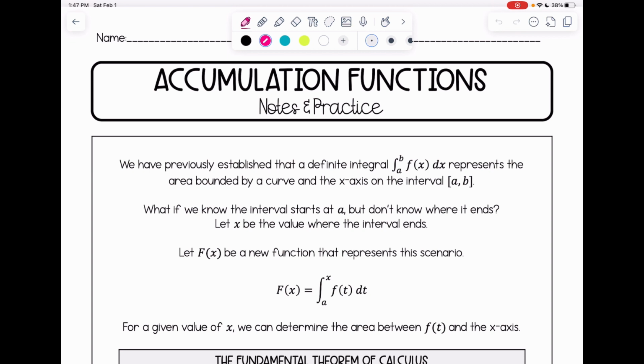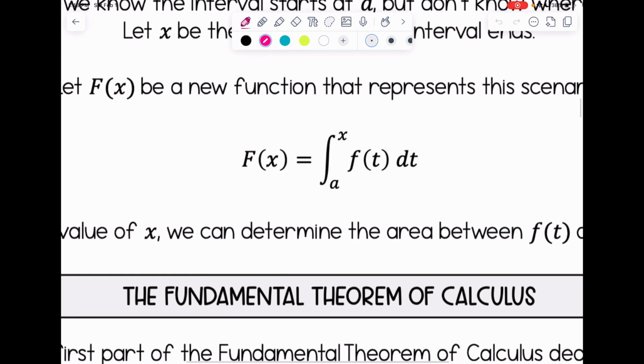What if we know where the interval starts at a, but we don't know where it ends? So we're going to use x to represent that value. Let capital F of x be a new function that represents this scenario. So capital F of x equals the definite integral from a to x of f of t dt. For a given value of x, we can determine the area between f of t and the x-axis.